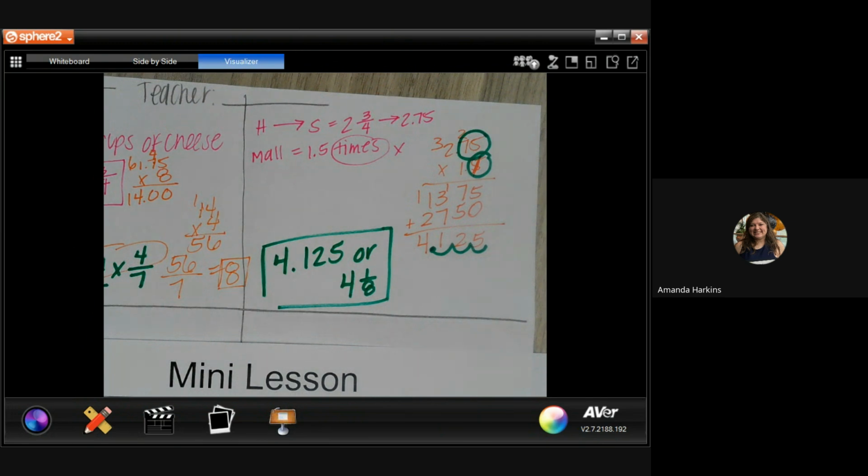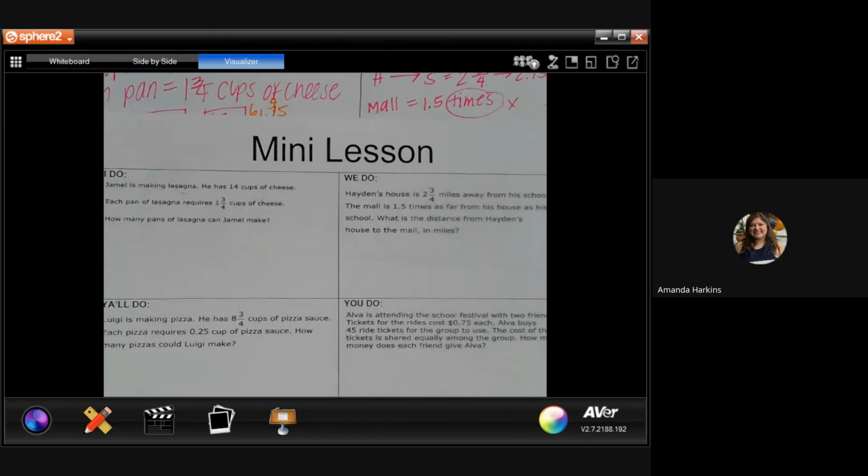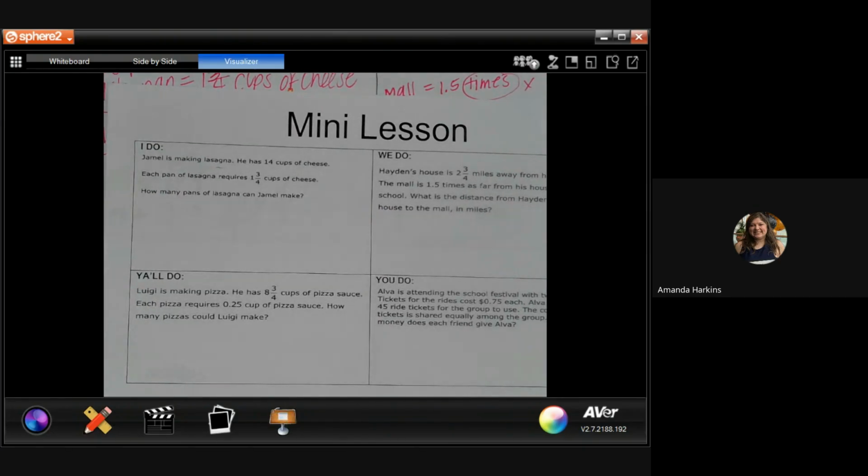We're going to analyze our next one together, but then you are going to get with a partner and solve. Luigi, that's how my son says Mario and Luigi's name.